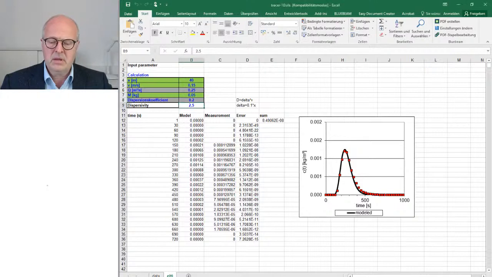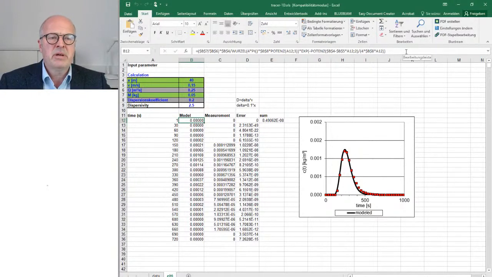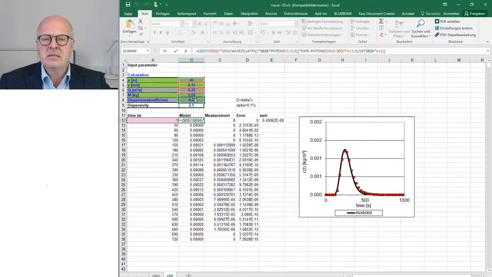Now, all this is just an implementation of the one-dimensional solution of the advection dispersion equation. So I have time defined here, and the model is actually here. So this is the implementation of the one-dimensional solution that you have in your lecture slides. You see this is the mass divided by flow, m divided by q, and then you have x, square root for p, and so on.